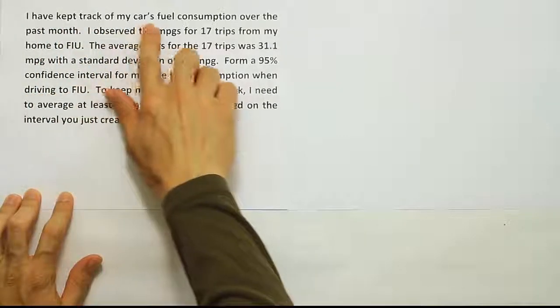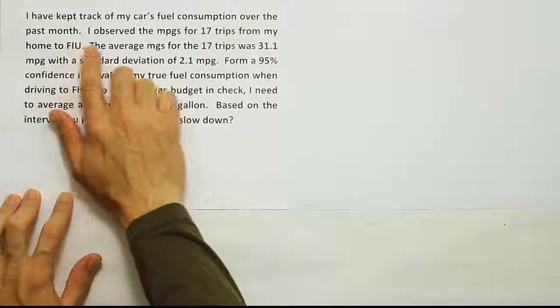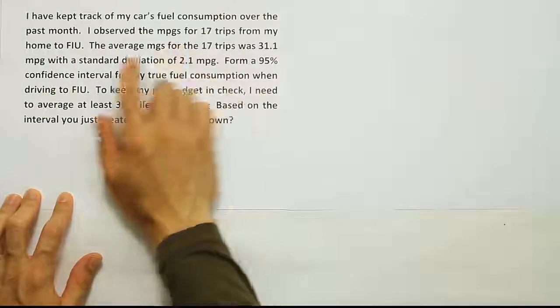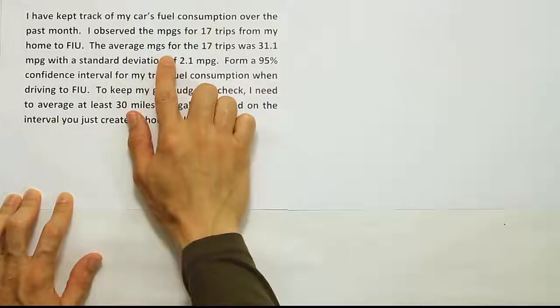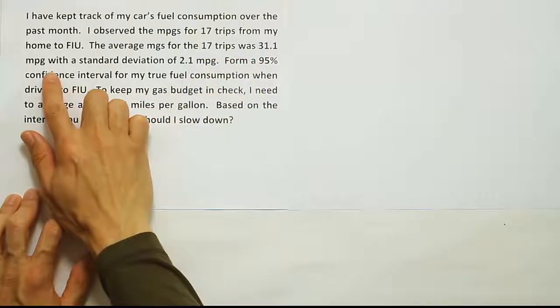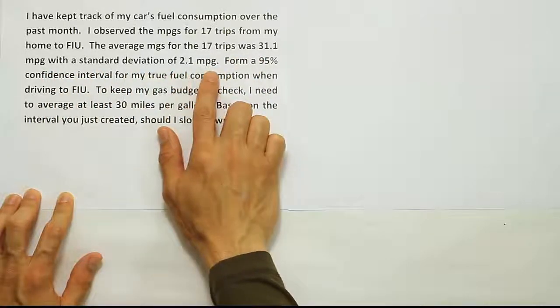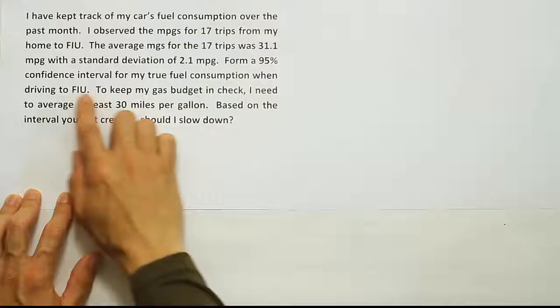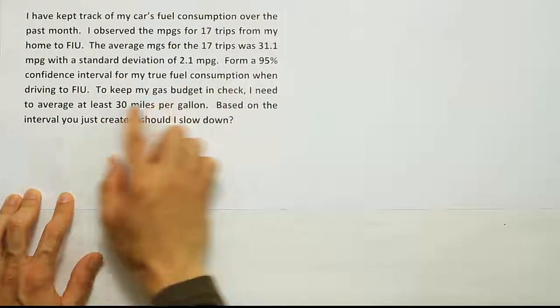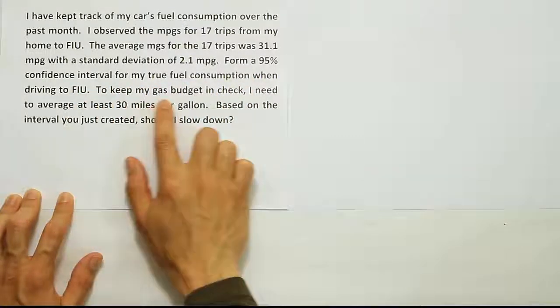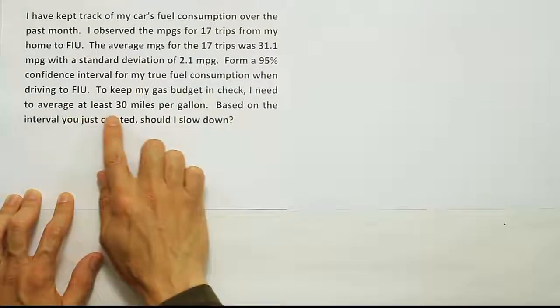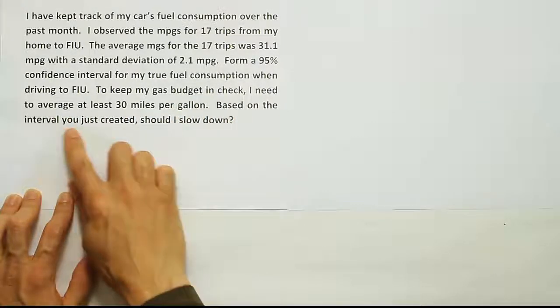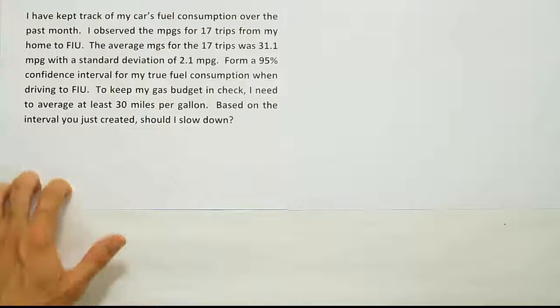I've kept track of my car's fuel consumption over the past month. I observed the miles per gallon for 17 trips from my home to FIU. The average miles per gallon for the 17 trips was 31.1 miles per gallon with a standard deviation of 2.1 miles per gallon. Form a 95% confidence interval for my true fuel consumption when driving to FIU. To keep my gas budget in check, I need to average at least 30 miles per gallon. Based on the interval you just created, should I slow down?